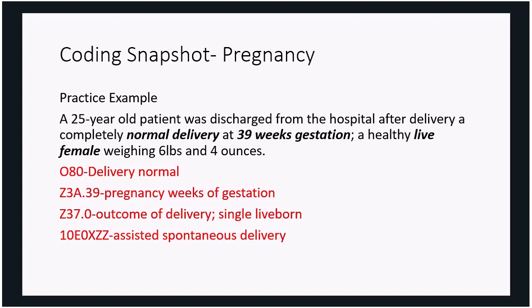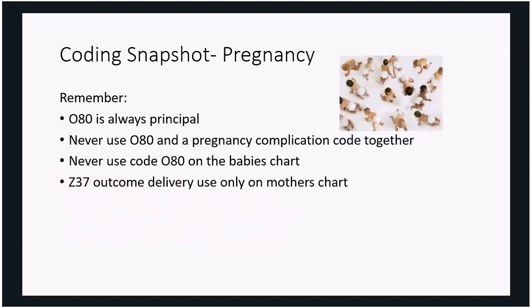We've got our weeks of gestation at 39 weeks, Z3A.39. We have our outcome of delivery, single live-born, Z37.0. And we coded the procedure itself, meaning the delivery, 10E0XZZ. To sum up, remember, O80 is always the principal diagnosis in a normal delivery.